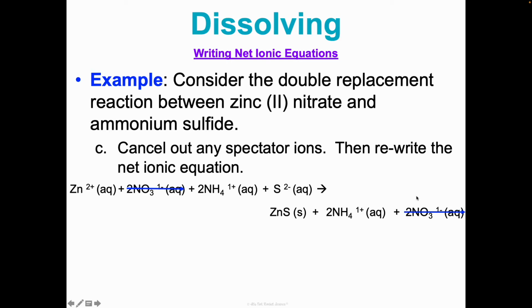I'm going to cross them out. All right, look at the 2 ammonia. I see 2 ammonia on the other side, so I'm going to cross those out. Sulfur 2 minus, don't see it over here, so that one stays. Okay, you just canceled out the spectator ions, just the duplicates.